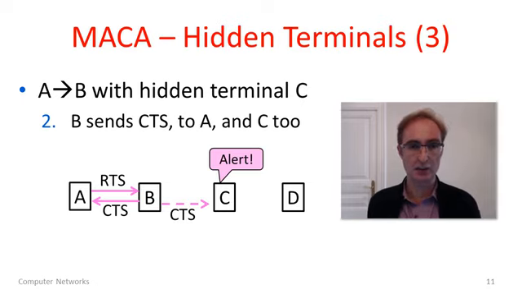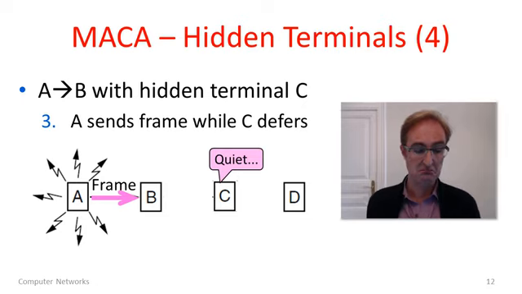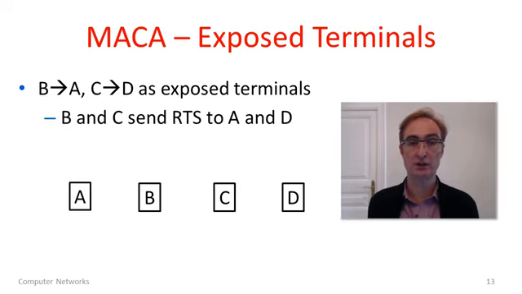So you can see C's now in a state of alert. It knows that someone's going to use the wireless. Now, A simply sends to B. C, because it heard this clear to send, defers or just waits for this time period to pass so that the transmission from A to B would be successful. Great, we solved hidden terminals.